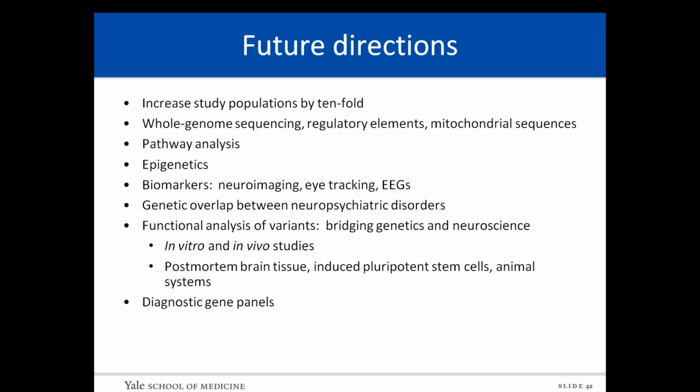We really need to do the functional analysis of variants to bridge genetics and neuroscience, so doing those follow-up in vitro and in vivo studies, looking at postmortem brains, looking at those stem cells that I mentioned, iPSCs, and animal model systems, to try to uncover how precisely mutations in genes cause disruptions in protein structure and function. And then, although I said that commercial diagnostic autism gene panels are perhaps a bit premature right now, we would love to have diagnostic gene panels eventually as we gain more confidence about the genetics of autism.